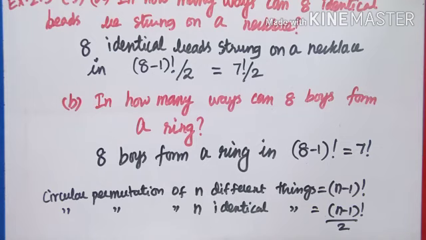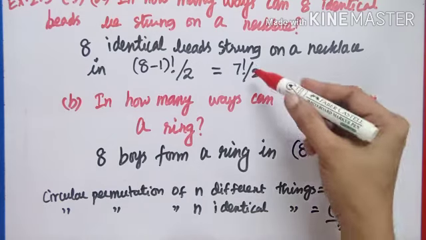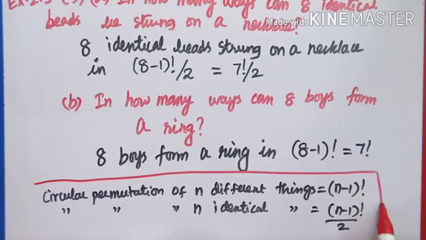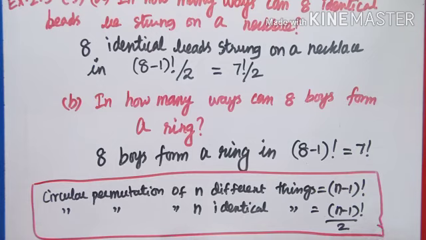Let us mention the formula. Circular permutation of n different things is n minus 1 factorial, and n identical things is n minus 1 factorial by 2. So mention the formula, and these are all like one word questions but may come in 2 or 3 marks also.